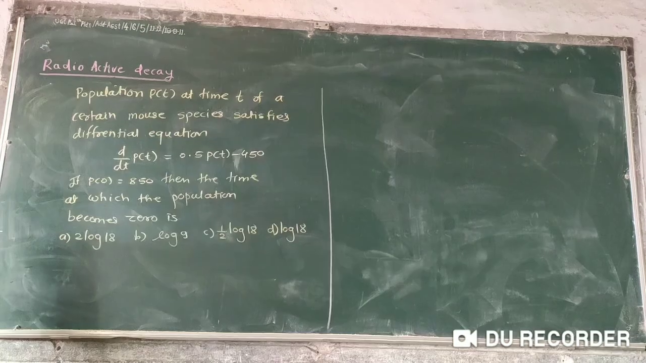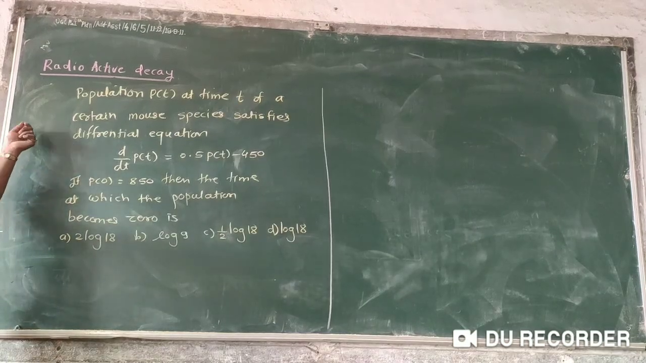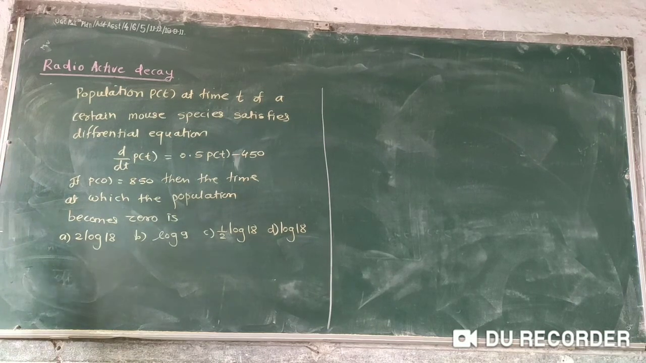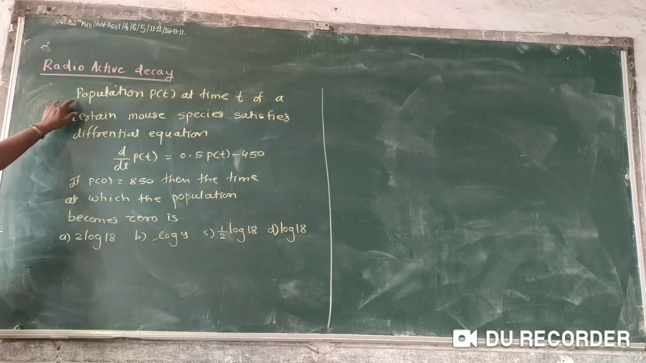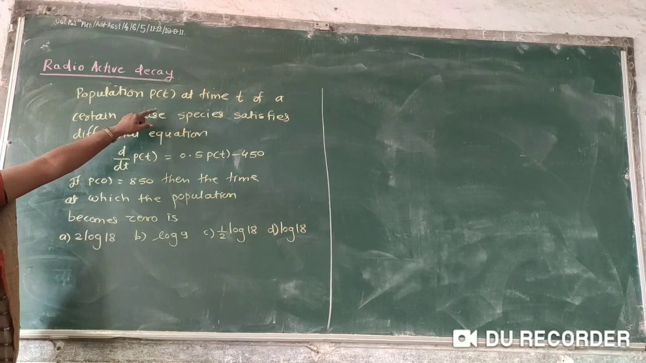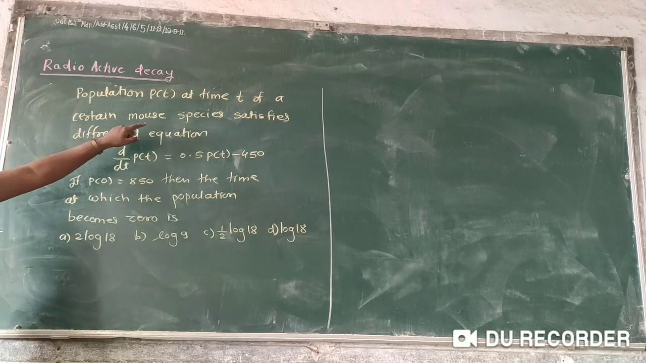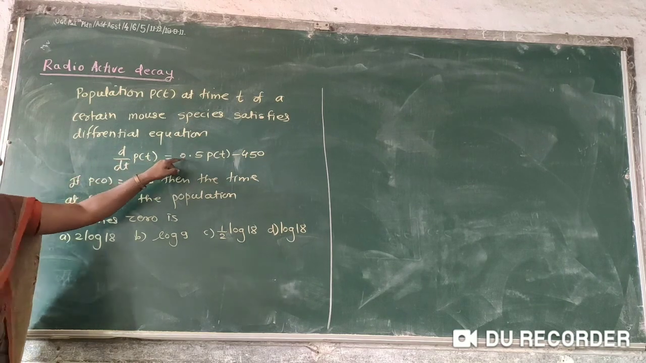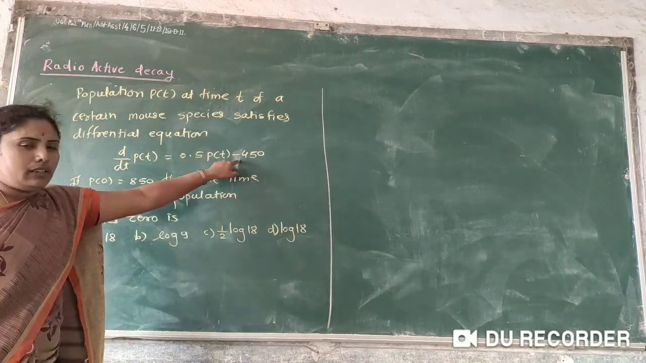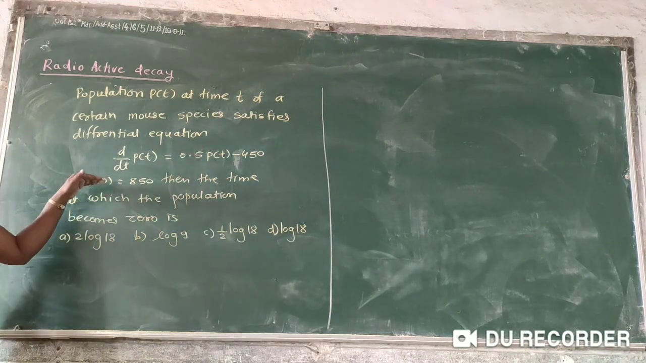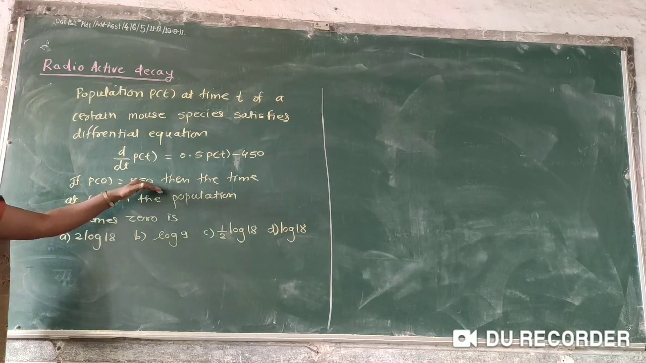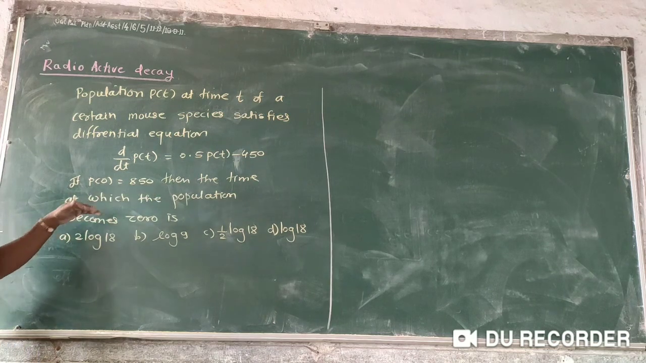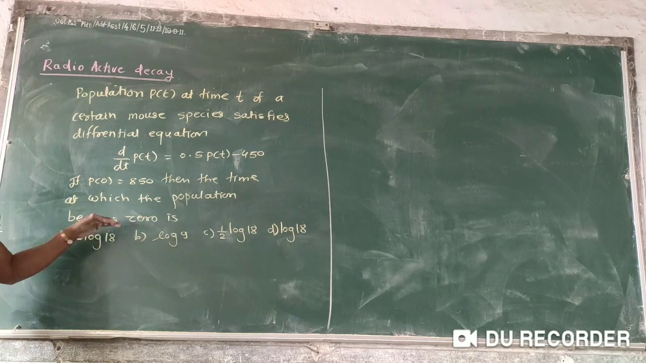In the last lecture, we have seen the type of examples that are asked in JEE. We need some examples of that type. Look at one example. The population p of t at time t of a certain mouse species satisfies the differential equation d by dt of p of t equal to 0.5 p of t minus 450. If p of 0 is equal to 850, then the time at which the population becomes 0 is.